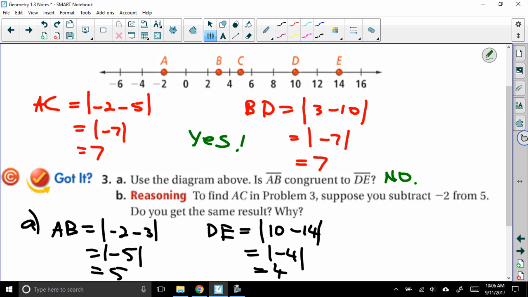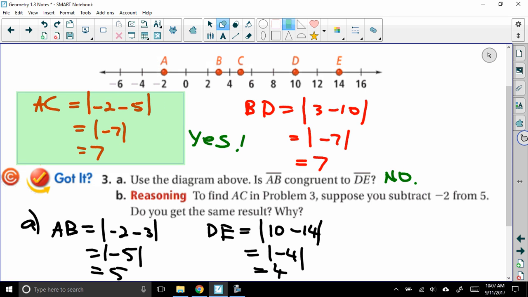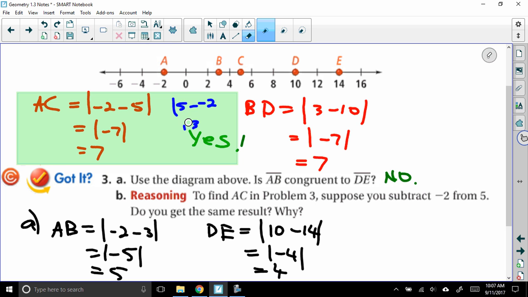Finally got it, part B, the reasoning. It says, to find AC in problem 3, suppose you subtract -2 from 5. So they're saying when you found AC, what if you had done that in a different way? What if you took 5 minus -2? Would you have got the same thing?